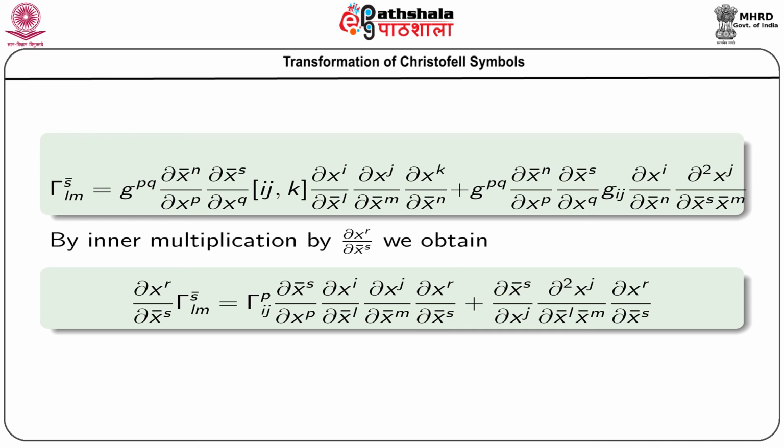Taking j equal to r, we get the expression for the double derivative of x j, that is del 2 x j by del x bar L del x bar m equals del x r by del x bar s gamma bar s L m minus gamma r I j del x I by del x bar L del x j by del x bar m. Now, this expression will be used to define covariant differentiation, which we shall discuss in the next module.